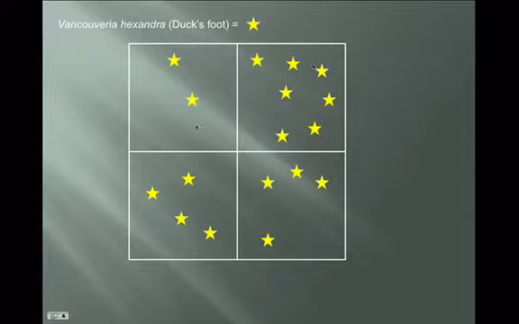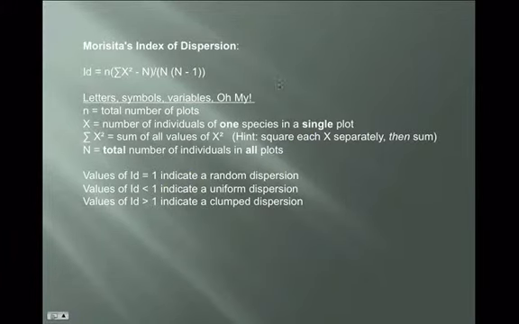So here we have one big plot, one big area that we're looking at to find the dispersion pattern of this plant called duck's foot. It's a forest understory plant that's native to the Pacific Northwest. So here we have 4 subplots. The first subplot we have 2 plants in it. The second one we have 7. The third and fourth we each have 4. And that totals up to 17, by the way. So 17 individuals of duck's foot is within this large plot.